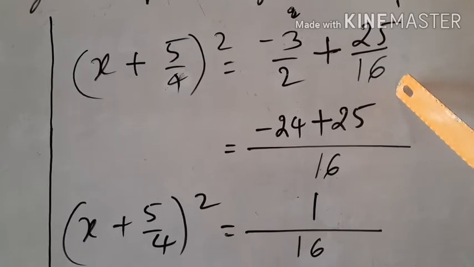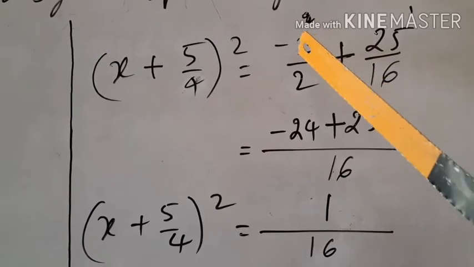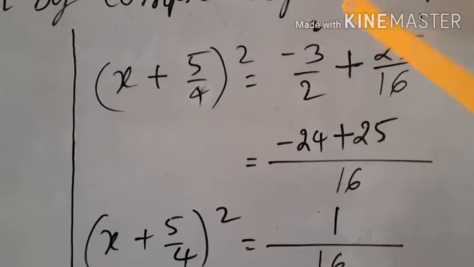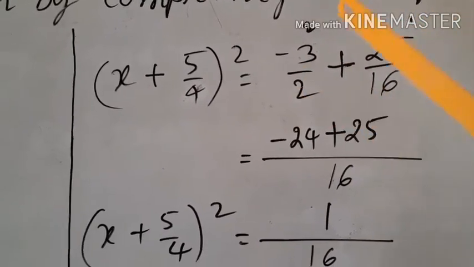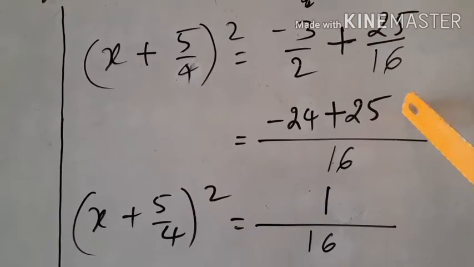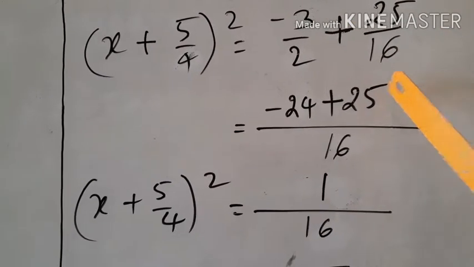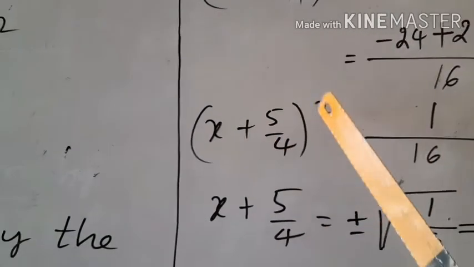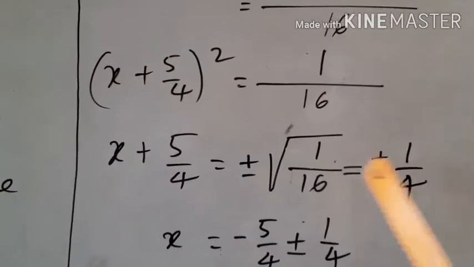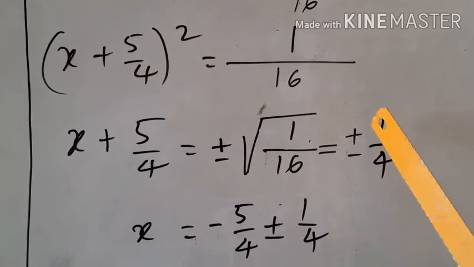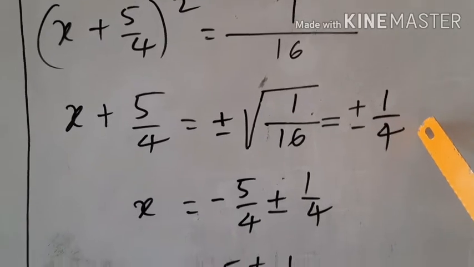Therefore, LCM of 2 and 16 is 16. 2 8s are 16, 1 1s are 1. Therefore, 8 3s are minus 24, and 1 25s are 25 upon 16. 25 minus 24 is plus 1 upon 16. If this square is transposed to this side, it becomes plus or minus root of 1 by 16, which is equal to plus or minus 1 by 4.